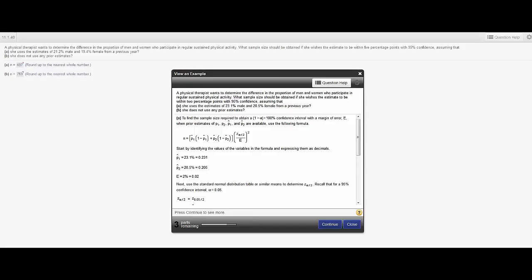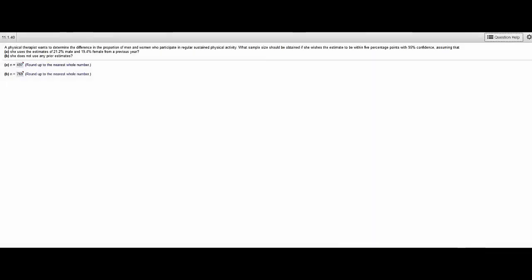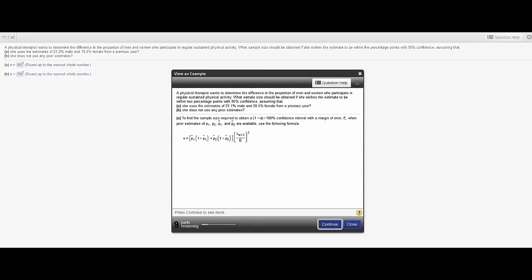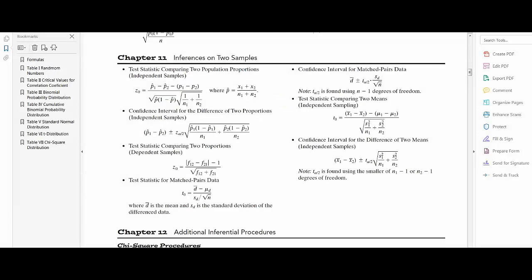Okay, so I clicked on, just let me close this for a second. I clicked on View an Example. And I pull it up and I get this lovely formula here. So my first thought is, where did they get this? And I went to the formula chart for this particular chapter, because this is what you get access to on the test. And I noticed you've got your confidence interval, which, they brought up that whole 95% thing.